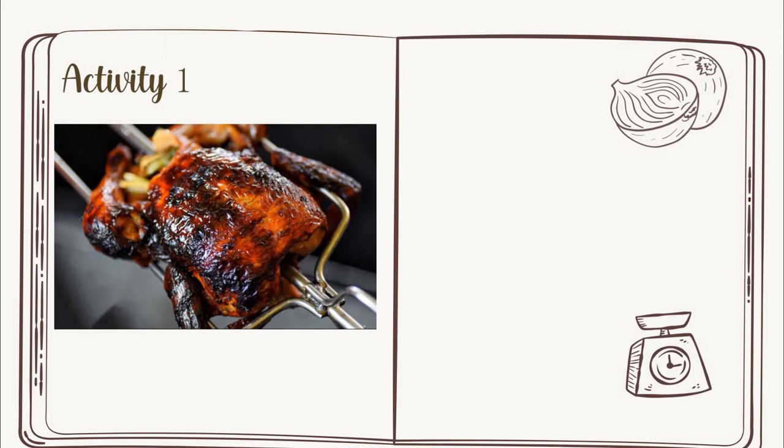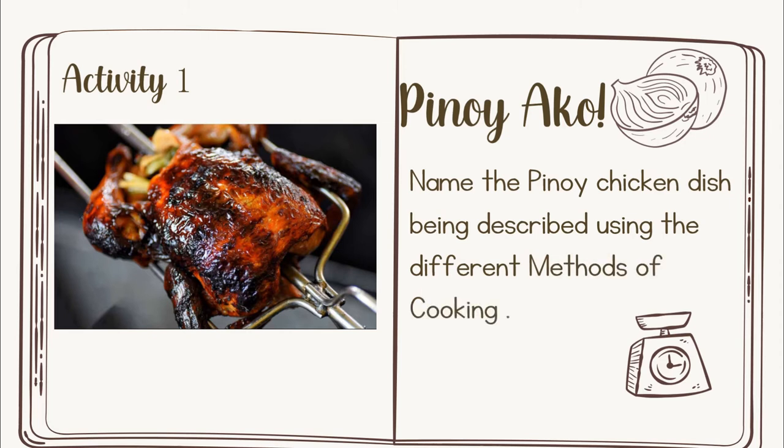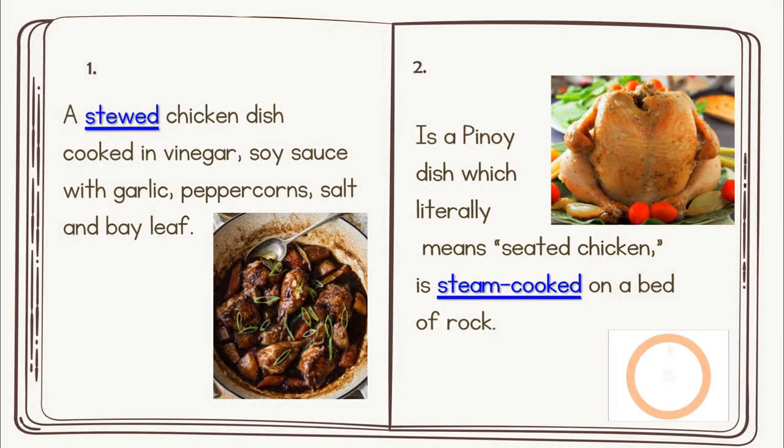Let us now have our activity 1. Pinoy Ako. Name the Pinoy chicken dishes being described using the different methods of cooking. Number 1, a stewed chicken dish cooked in vinegar, soy sauce with garlic, peppercorns, salt, and bay leaf. The answer is adobong manok.